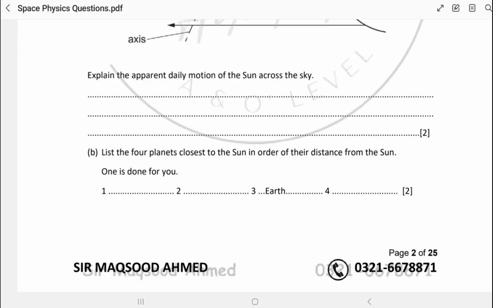Question number 3, part B. List the 4 planets closest to the sun in order of their distance from the sun. One is done for you.